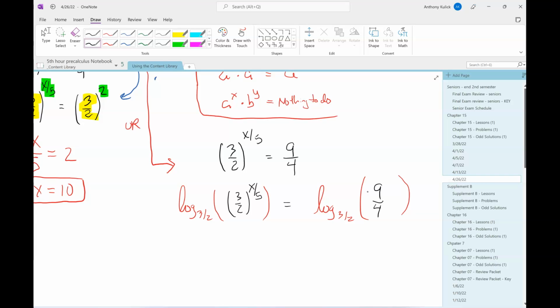But really any log is going to be okay here. If you did log base 10 or something, it's just a little bit more of a hassle. Just to be clear. Everybody's okay still? All right. So that's going to cancel. Log base 3 over 2 is going to cancel exponent base 3 over 2.